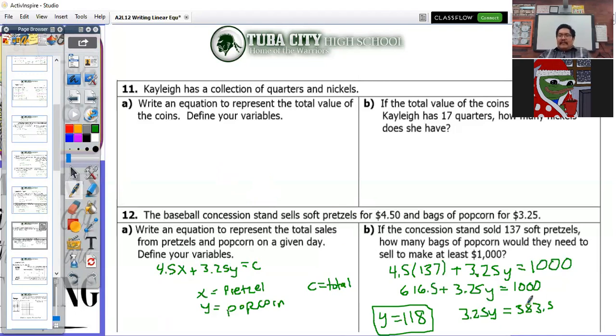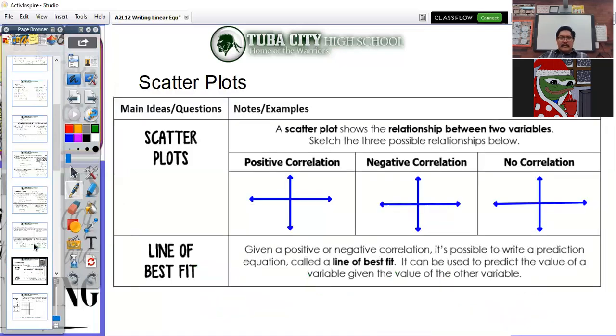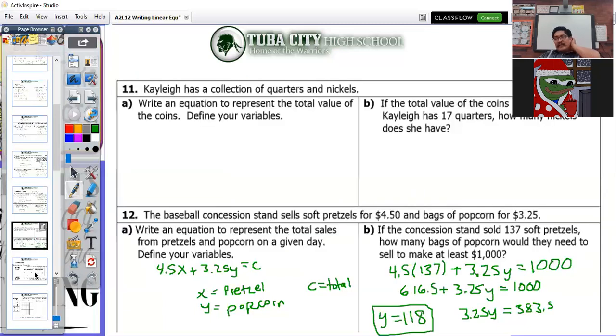All right, so if I keep going and solve it, y would have to be equal to 118. So we'd have to sell about 118 popcorn bags in order to break $1,000. Okay, and that's it for this one. Let's go ahead and go on to the next thing.